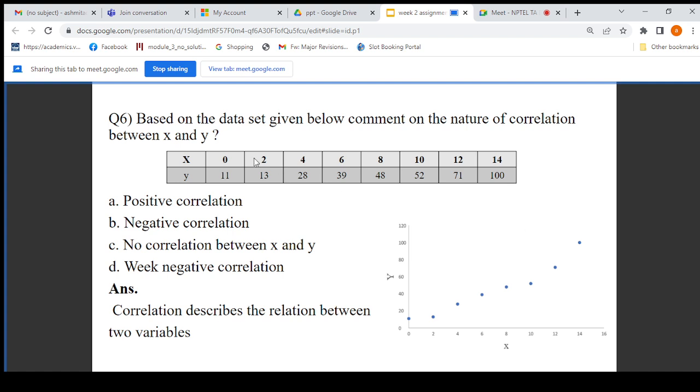Other than that, you can consider the interval of x. If the interval of x is constant, but in the case of the y value the interval keeps on increasing, then from these two things you can come to the conclusion that it is going towards a positive correlation. But if we get a line in this direction, then what will be the value in this case?